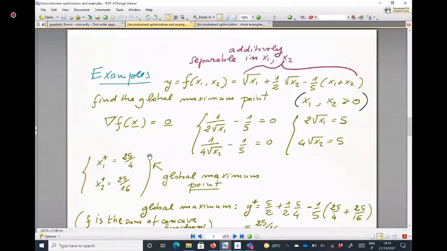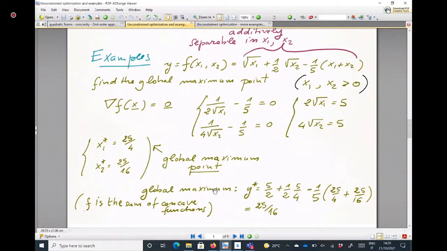Because we have a square root, let's say, square root issue that restricts the domain to the positive values of x1 and x2. Okay. This is the global maximum point. What is the global maximum? So what is this highest possible level that the function reaches corresponding to the maximum point?